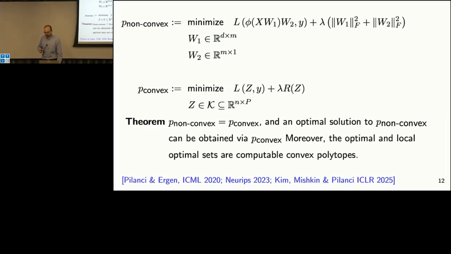And one more important addition, this is actually something we discovered recently. If you look at the optimal set of this problem, it's usually not a singleton. It is going to be a set of optimal neural networks. It turns out that the entire set can be obtained from this convex problem. The convex problem will have its own optimal set, which is a convex subset, and it turns out that they are the same. Basically, it's saying the optimal set of a non-convex problem is actually a convex set. In fact, it will turn out to be a convex polytope. And we can actually compute its vertices.